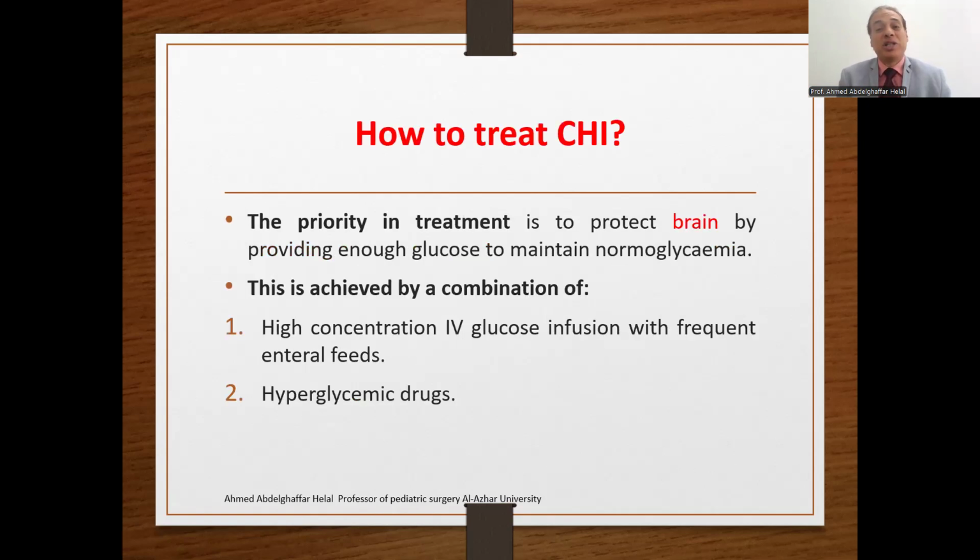How to treat congenital hyperinsulinism? The priority in the treatment here is to protect the brain from severe catastrophic hypoglycemia. You need urgently to reach a euglycemic state. Otherwise, the brain will be affected. This is achieved at first with high concentration intravenous glucose infusion and frequent enteral feeding, and hyperglycemic drugs you should give to reach normoglycemia. You must protect the brain.